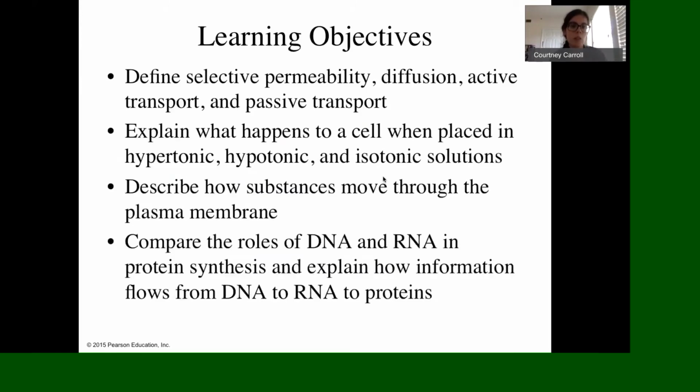The learning objectives here are to define selective permeability, diffusion, active and passive transport, to explain what happens to a cell when it's put in all kinds of solutions, to describe how substances move through a plasma membrane, and then to briefly talk about what we call the central dogma of biology, which is how information flows from DNA to RNA to proteins.